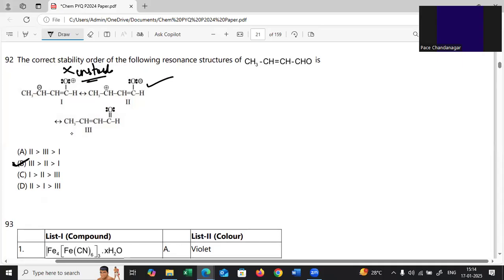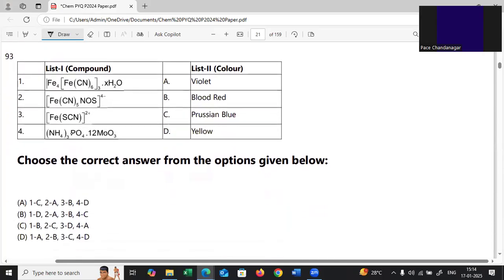All right, next, question number 93. Choose the correct answer. What is it talking about? Again, this is your analytical chemistry question. They asked about SCN, which is blood red. Remember that: SCN blood red. Just go on revising these things. NO with S is your violet complex, the nitroso. This will be your violet complex. That will give you the answer.